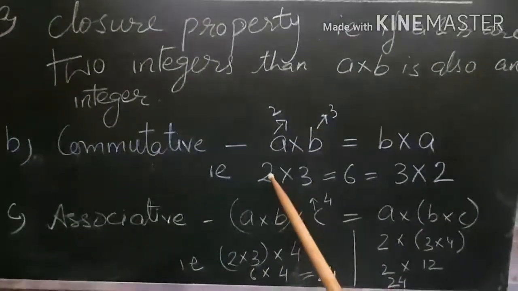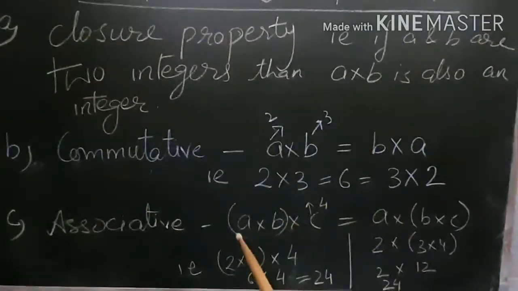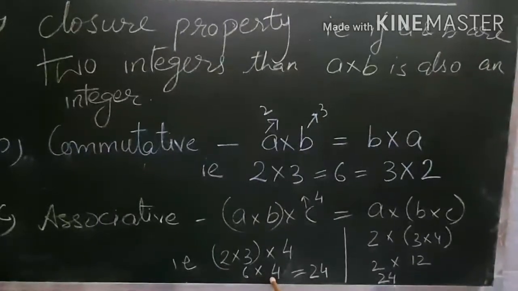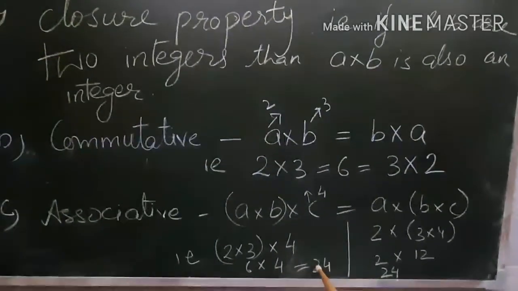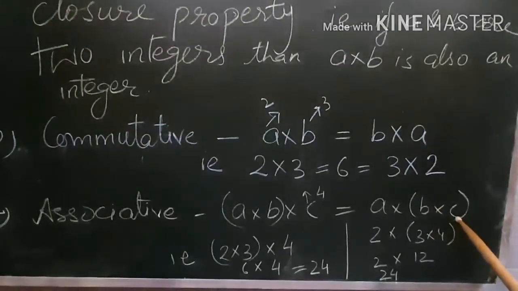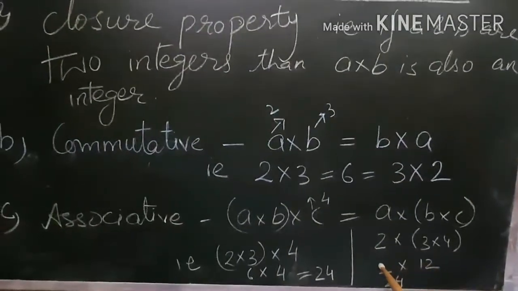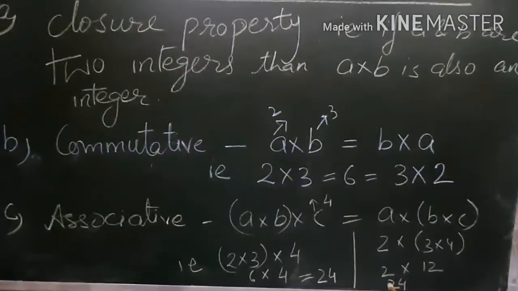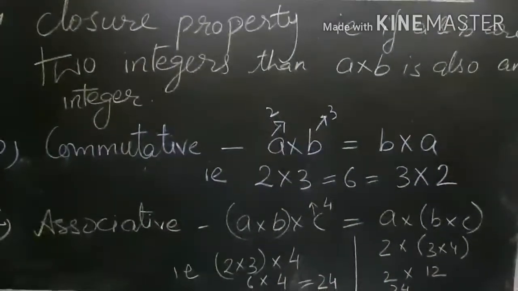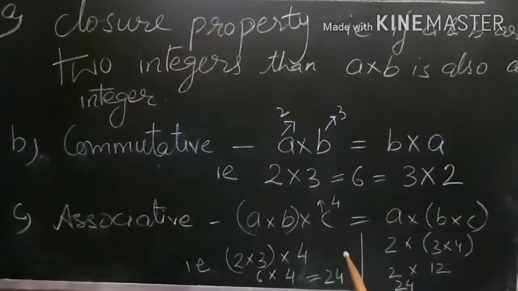I use the same values, a as 2, b as 3 and c as 4. Now first we multiply a and b, that gives you 6. 6 multiply 4 equals 24. In case of right hand side, I multiply b and c together first, which gives you 12, and then multiply it with a, which is 2, so it gives 24. Now this property is also valid in case of multiplication, but in case of subtraction it is invalid.